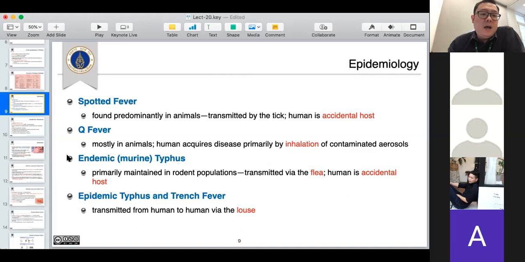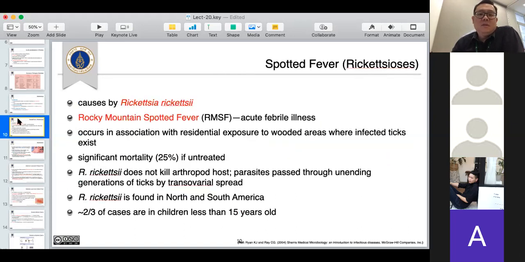Endemic, so humans get infected by inhalation into the body. Endemic typhus needs a flea, okay, and humans are also an accidental host. But epidemic typhus uses lice.